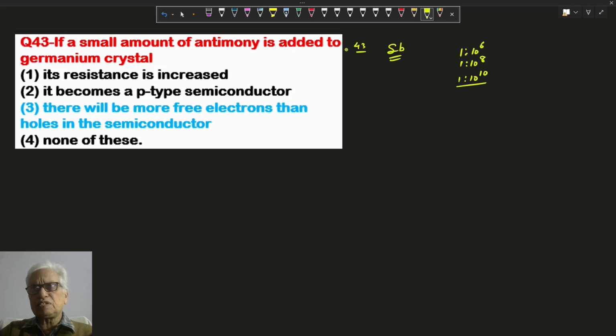Antimony is replacing the germanium atom in such a way that it creates extra electrons after 4 covalent bonds. After making the covalent bonds, electrons act like free electrons in the crystal, so it will be an N-type semiconductor. The option is correct. Here Ne is much more than NH. The concentration of free electrons is much more than the concentration of holes.